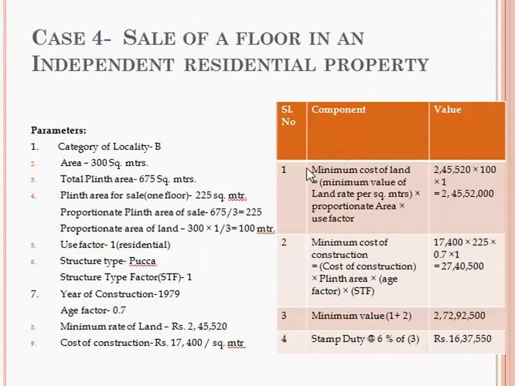Again, we will apply the same formula. We will first calculate the minimum cost of land, then the minimum cost of construction. We will add these two to find out the minimum value, and we will apply the stamp duty percentage in order to know the exact amount of stamp duty which you have to pay for a builder floor.